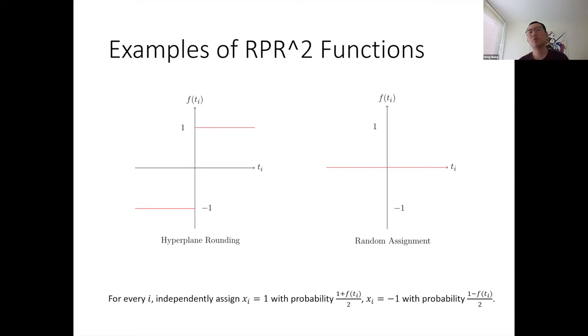This RPR squared rounding scheme captures a lot of the rounding schemes that we mentioned earlier. Hyperplane rounding is the same as the RPR squared rounding scheme using the sign function. If the projection is positive, then we assign the variable to be 1 with probability 1, and if the projection is negative, we assign the variable to be minus one with probability one. The random assignment corresponds to the RPR squared rounding scheme using the zero function. No matter what the projection is, we assign the variable using an unbiased coin flip. As you can see, these two functions are both odd functions, and you can actually show that an optimal RPR squared function should be odd.